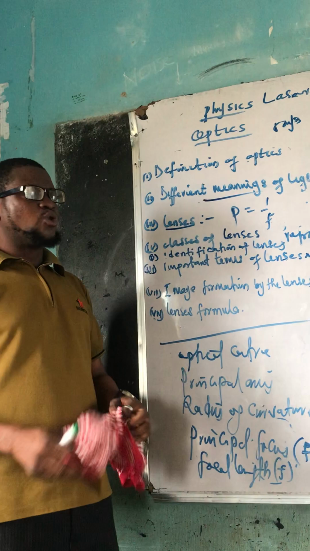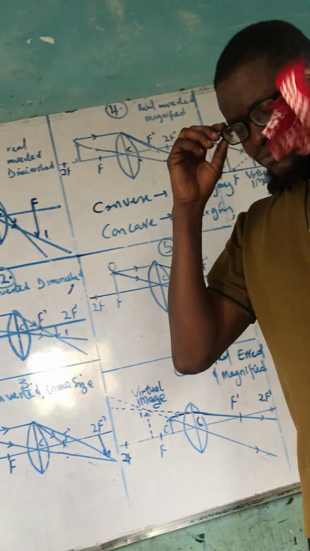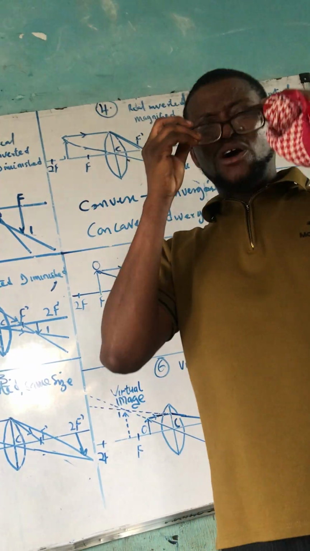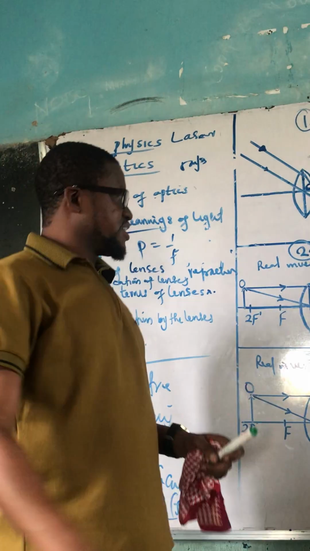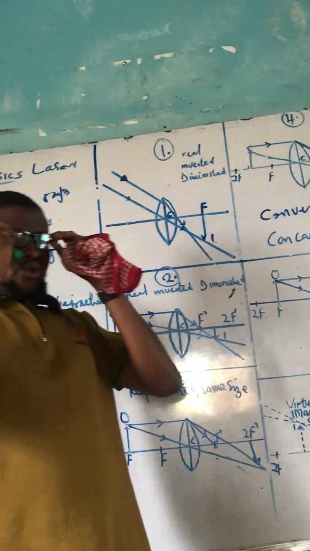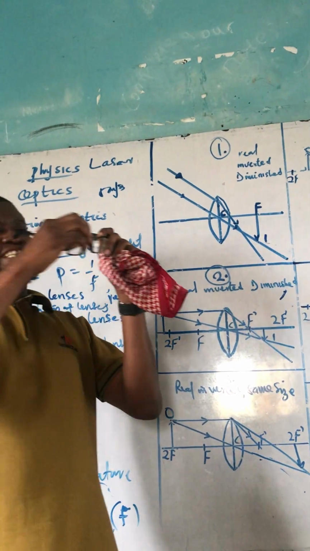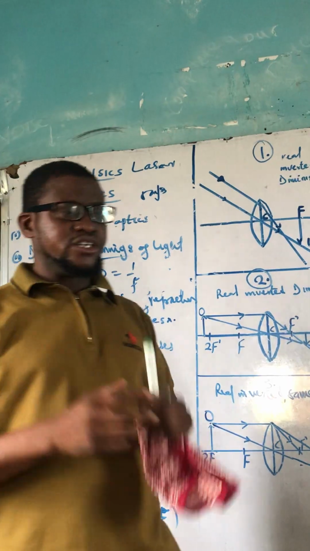Lenses. Now let us go to image formation by lenses. How does an image form? This is an example of a lens. How does the image of the object I'm looking at form on this lens? And this one is a concave. This one is a concave because this one is thicker at the edge than at the what? Center. So this one I'm using is concave.